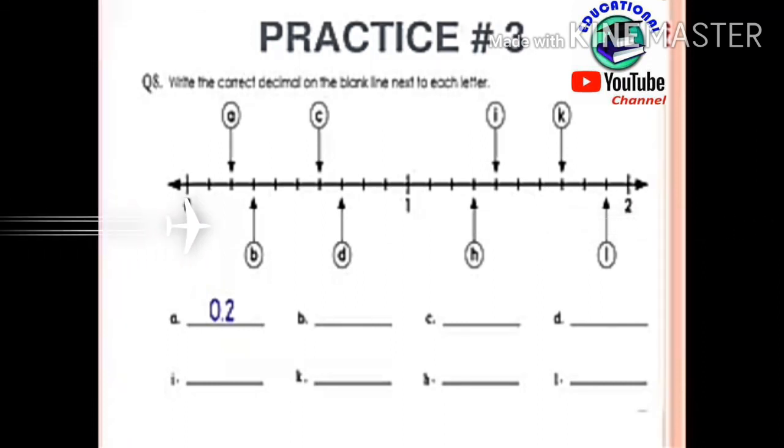This is your practice number 3. Write the correct decimal on the blank line next to each letter. First one is already solved. The first part is A and it is 0.2. Now you have to complete parts B, C, D, I, K, H and K in the given number line.